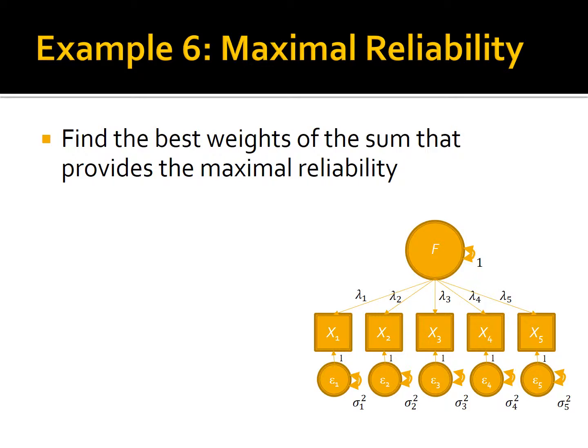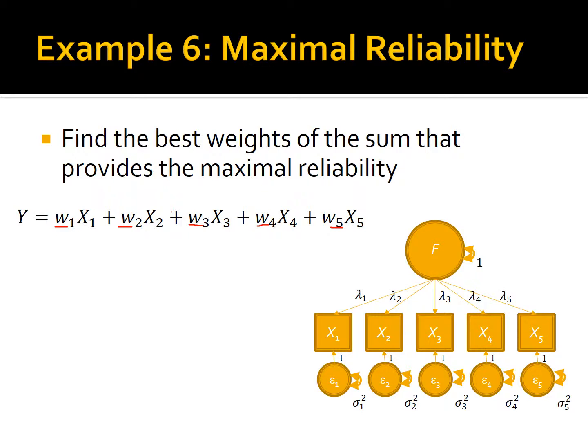For the final example, we would like to find the best weights of the sum of x such that it provides the maximal reliability. That is, we give weight 1, weight 2, weight 3, weight 4, and weight 5 to the individual items.